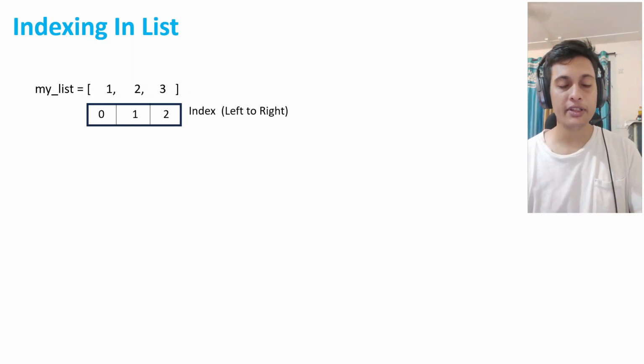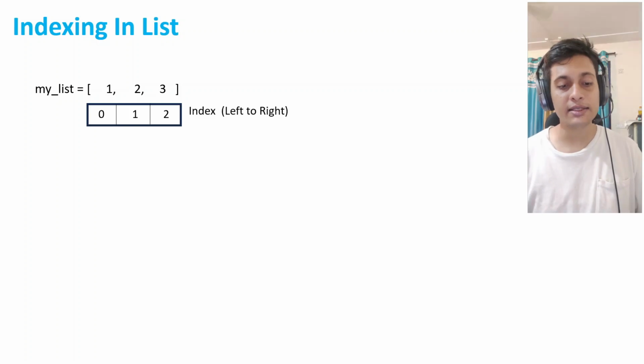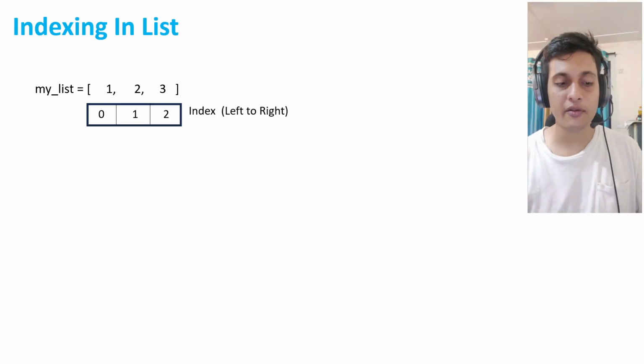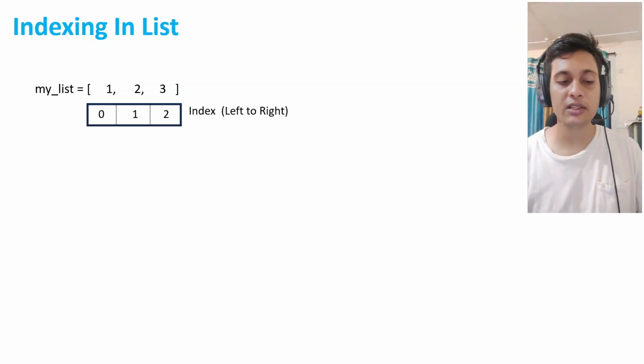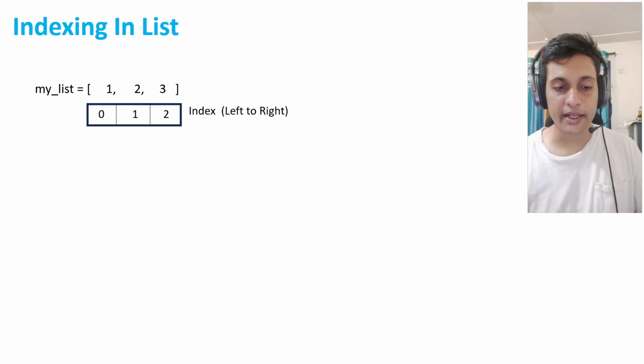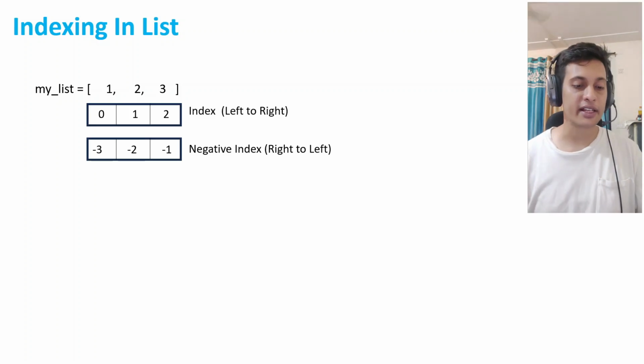With this example, we can understand that index 0 is the address for the element which has the value 1. Index 1 represents the item with the value 2. Index 2 represents the item with the value 3. So that is the positive index, and then there is the negative index.